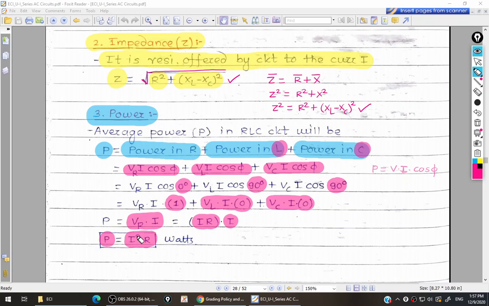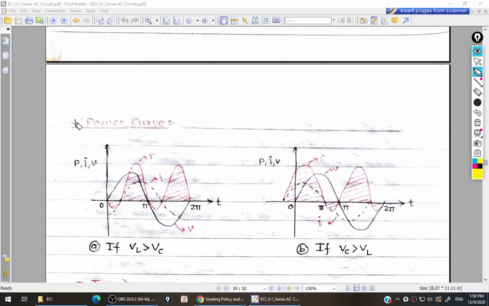And whatever power consumption occurs, this is nothing but active power. So active power is always measured in watts. So whatever power consumption occurs here, it will be measured in watts. So this is the average power of the RLC circuit over one complete cycle. So it is nothing but I square R. Now the next parameter is the power curve. We already derived the power for this circuit.